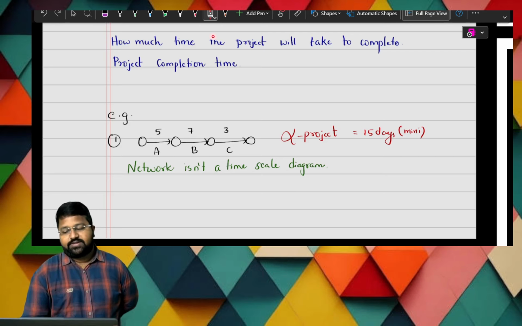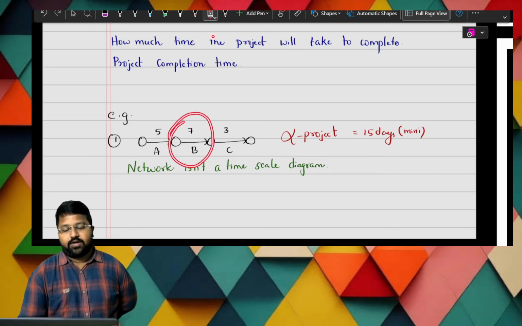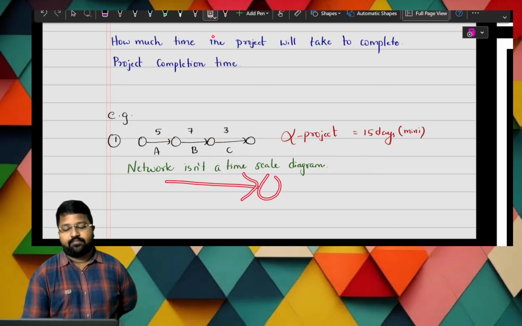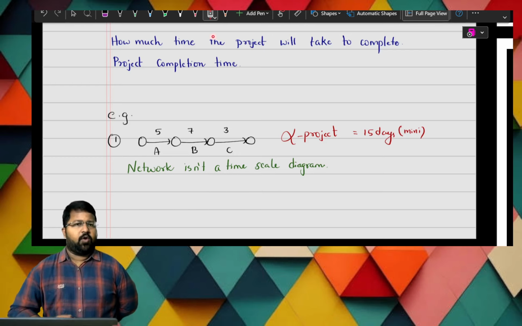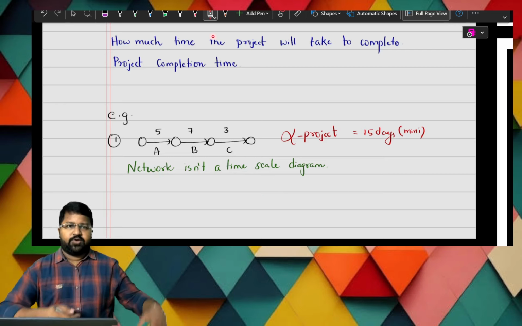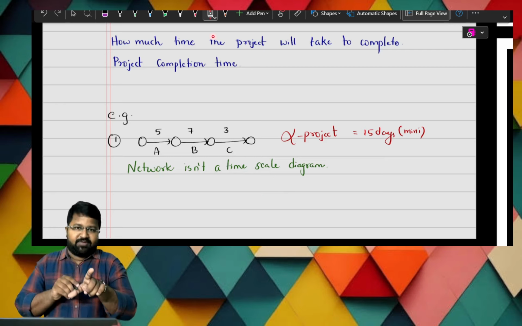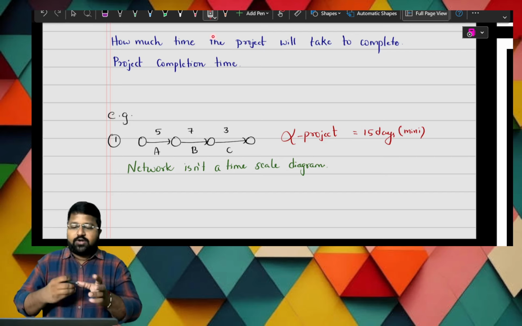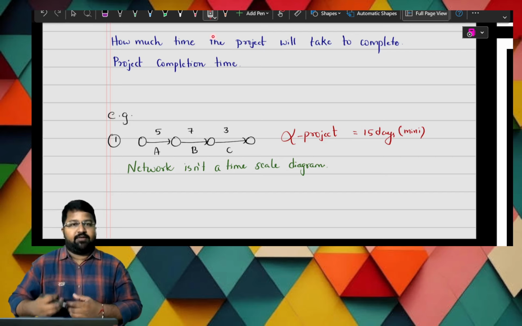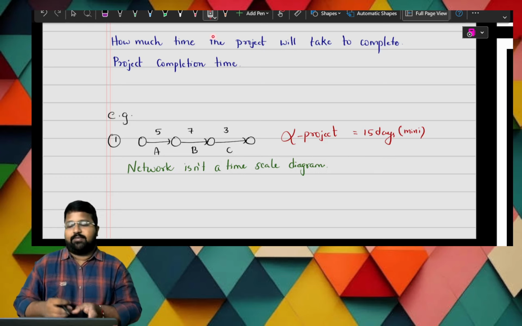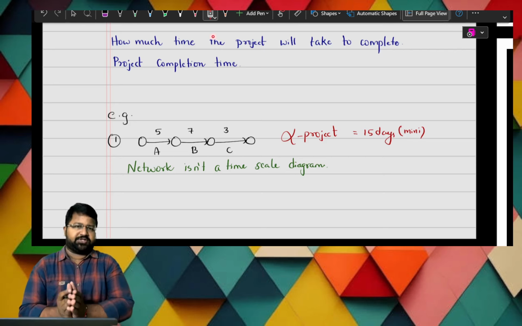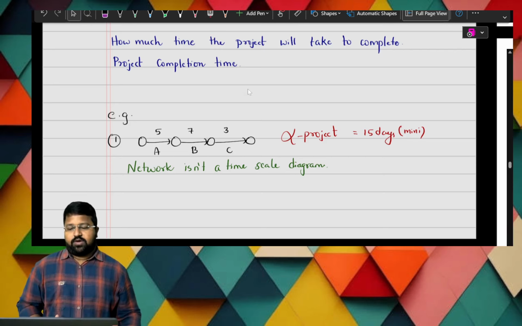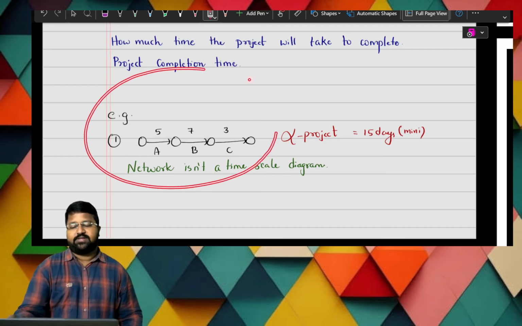Next, sir, for example, as the number of days for activity A is 7, should we draw a larger line? No, it is just a representation, and it is not a time scale. You need not take a scale and make measurements and draw a bigger line for A and a small line for C. That is not correct. We are just representing the activities with durations. So the duration taken to complete the project in this case is 15 days.